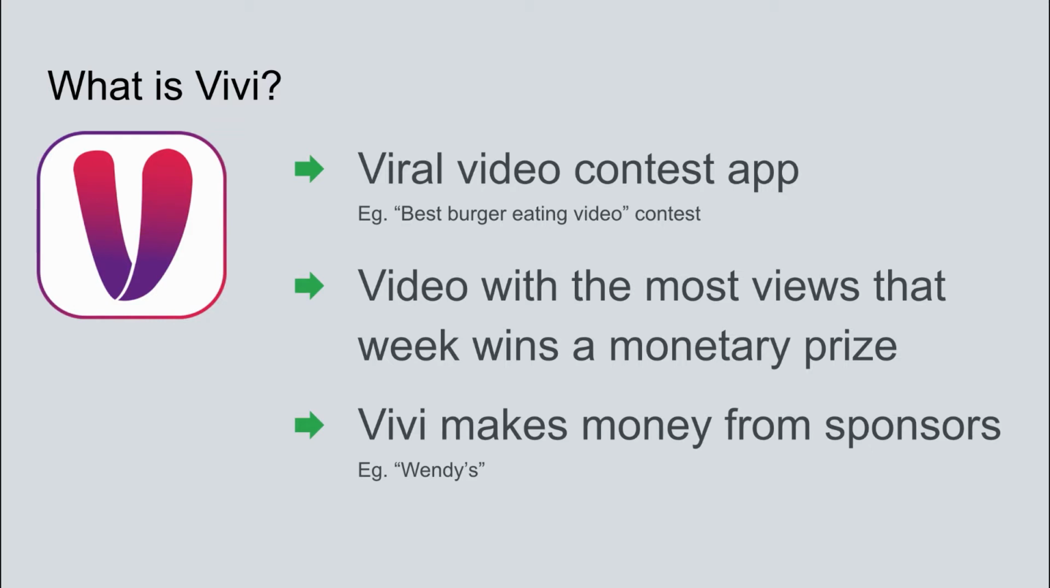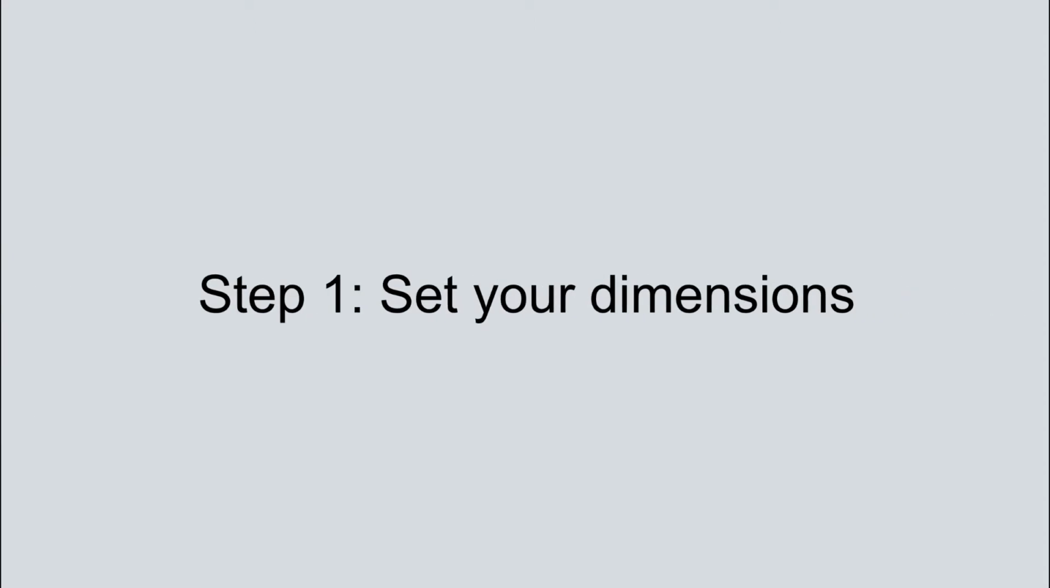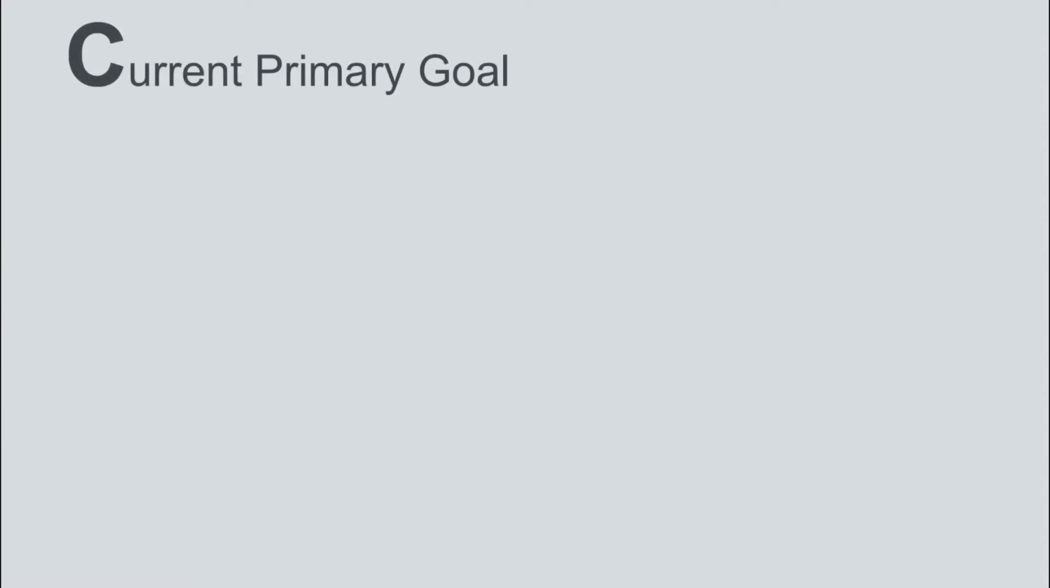Now that we know what Vivi is, let's talk about the cup method. The first step of the cup method is setting your dimensions. And the first dimension you need to set is the current primary goal. Your eventual goal may be to have 100 million users and become a 10 billion, $20 billion company, but you can't get there overnight. You need to have atomic goals that lead up to it. So that's why we're calling this the current primary goal. It's your atomic goal that you're trying to get to. It's the next step that you're chasing. And that next step, which happens to be the first step for Vivi, is to have 10,000 unique viewers for one contest. Vivi believes that getting to 10,000 unique viewers is a step towards proving out the concept.